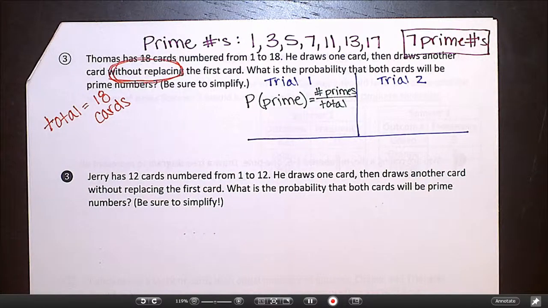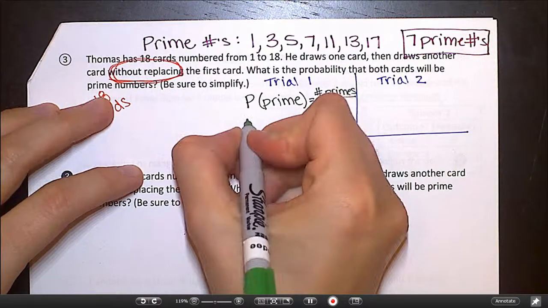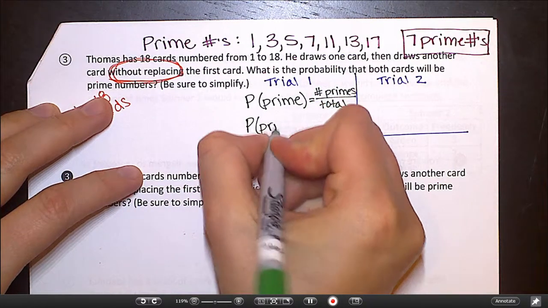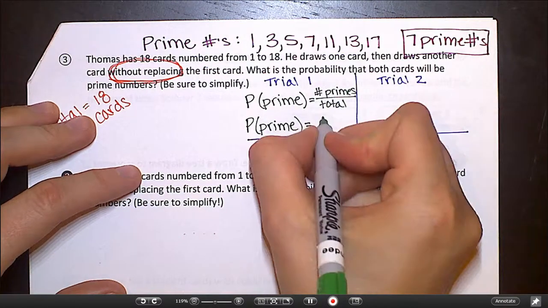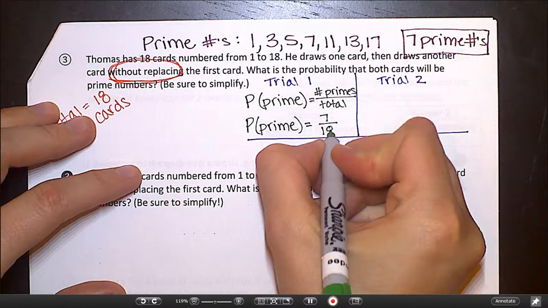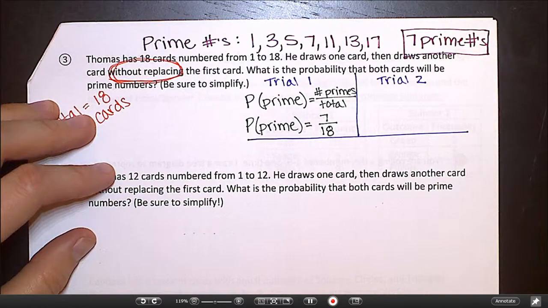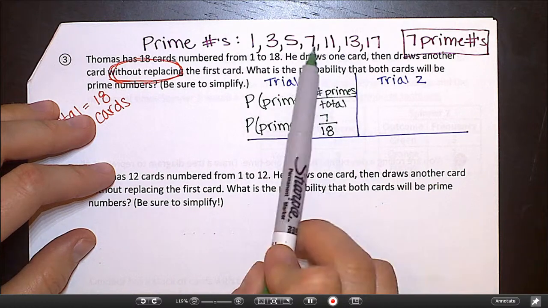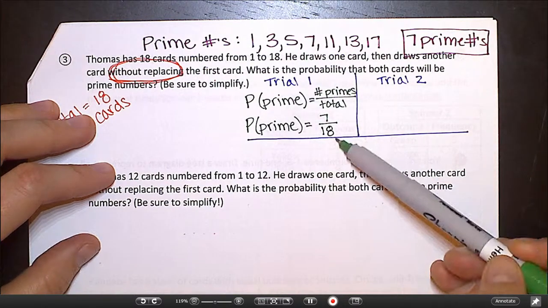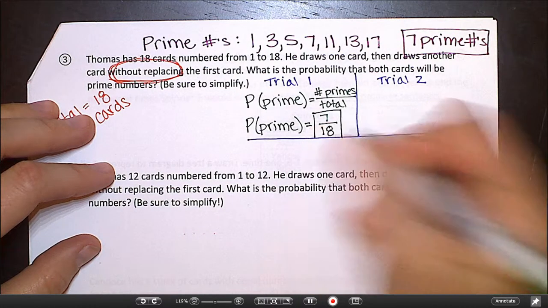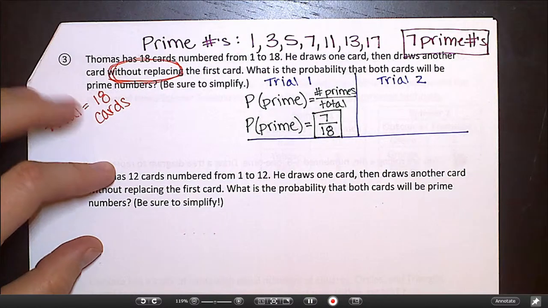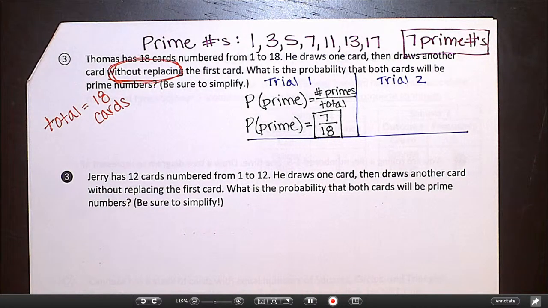So we have 7 prime numbers. Let's go ahead and start calculating them. So the probability of prime equals the number of primes over the total, so that's 7 over a total of 18. And we just told ourselves that 7 is prime, which means I can't divide it by anything. Can't divide 18 by 7, so this is my probability, and it's already simplified. So we're halfway done. Now let's go over to trial 2, and we're going to say, what did I want to happen in trial 2?